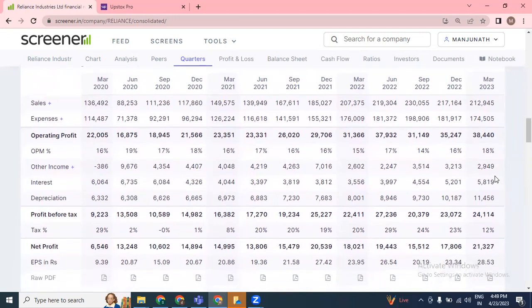The first positive sign. And the second positive sign, compared to the PBT of the previous quarter and this quarter, PBT has increased. That is one positive. Other income has decreased here, and interest has increased here. That is one negative what we are seeing.